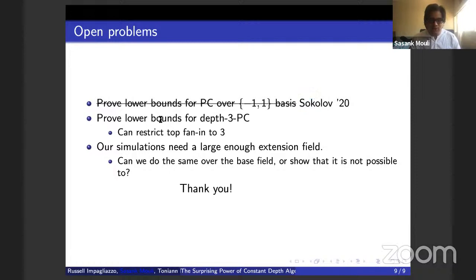Other questions include just proving lower bounds for this system where you allow general linear transformations, and also we seem to need a large enough extension field in our simulations. So can we do the same over the base field, or show that it's not possible to? Okay, so I'll stop. Thank you.